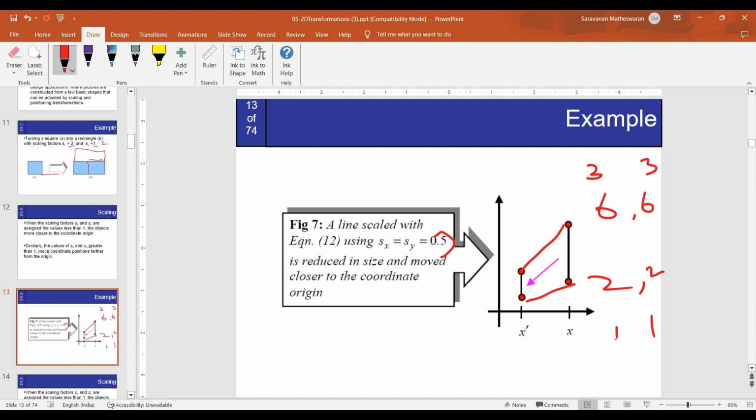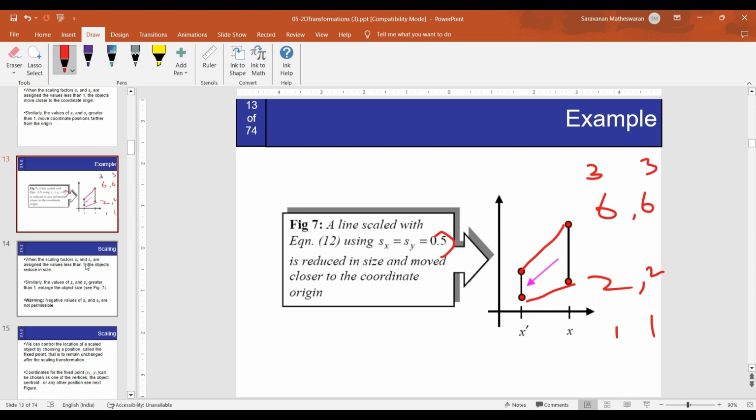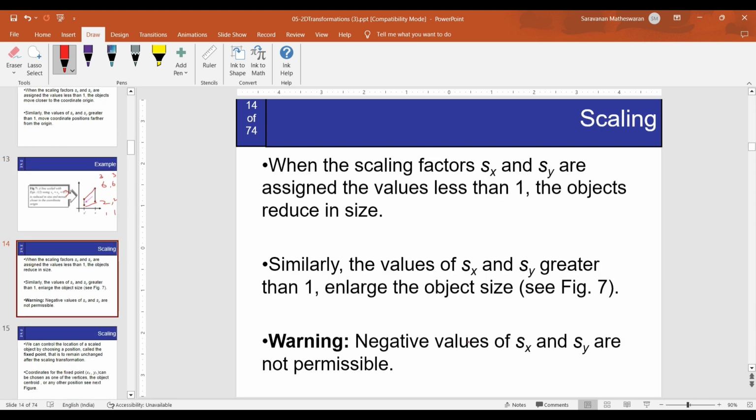So what are our coordinates? 1 comma 1 to 3 comma 3. Previously we had 2 comma 2 to 6 comma 6, the big object, and now it is decreasing. So the size of the object is reduced when applying S of x and S of y equal to 0.5. This is the scaling factor, the scaling parameter I mentioned.